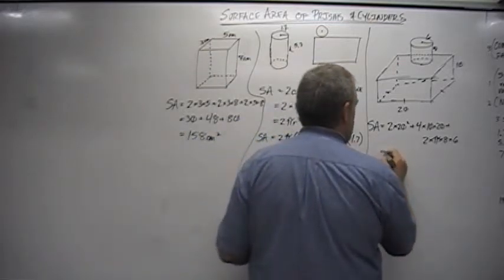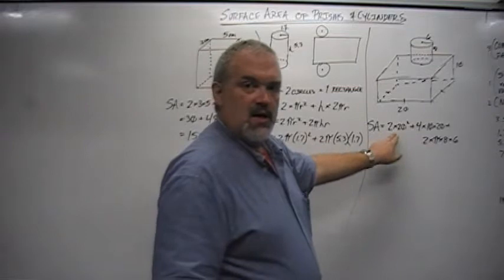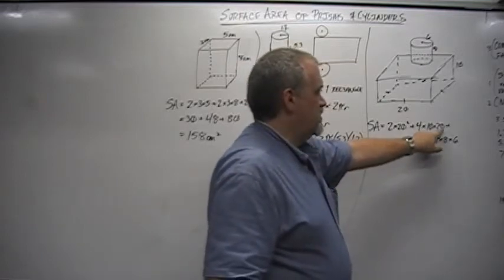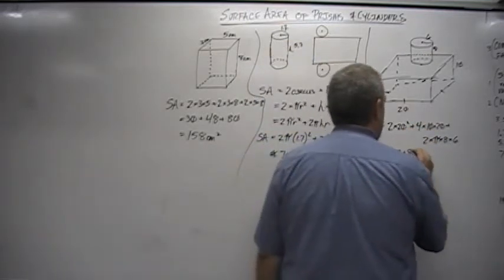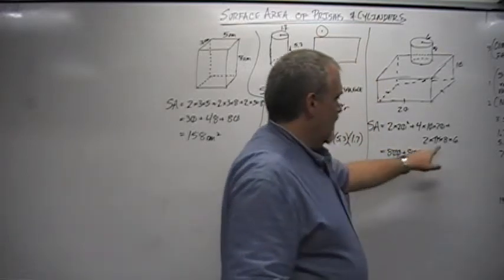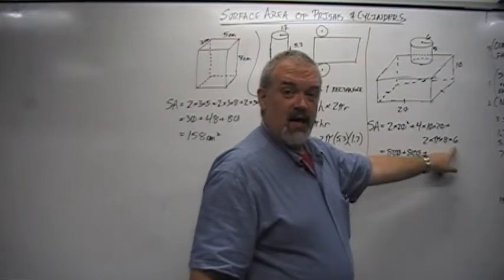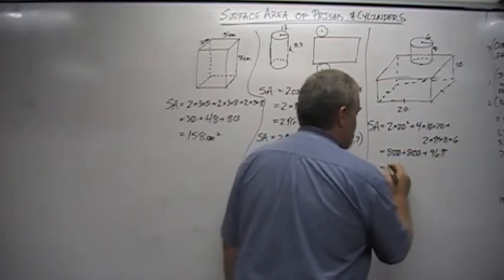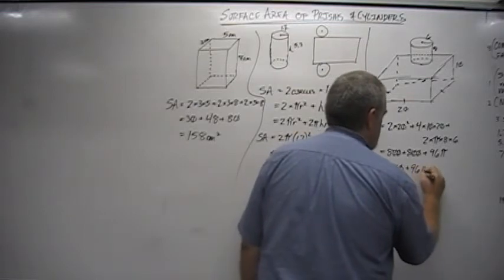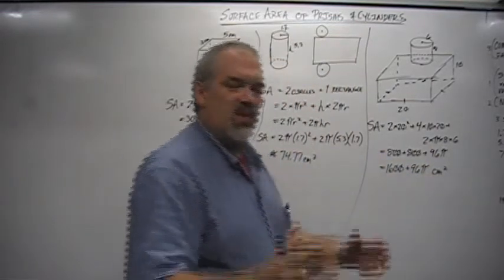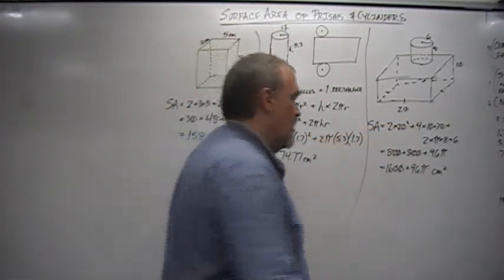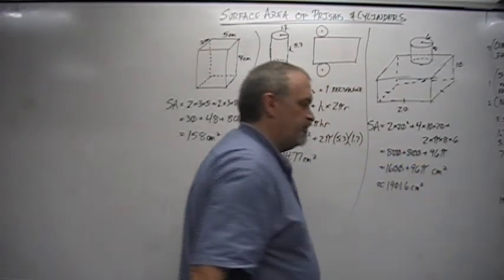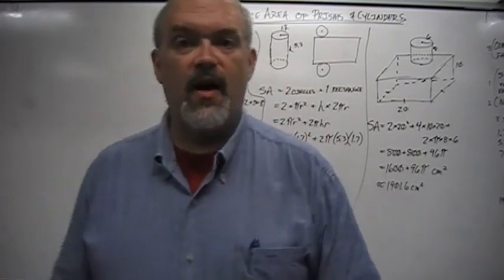And we can simplify this fairly easily this time. 20 squared is 400, times 2 is 800, plus 10 times 20 is 200, times 4 is another 800, plus 4 times 8 is 48, times 2 is 96, which would give me 96, and don't forget the pi. So if we wanted an exact measurement, we would have 1600 plus 96 pi centimeters squared. And if we plug that into our calculator, which we could have just done up here somewhere, we would get, to 1 decimal place, approximately 1901.6 centimeters squared. And that is surface area of prisms and cylinders.